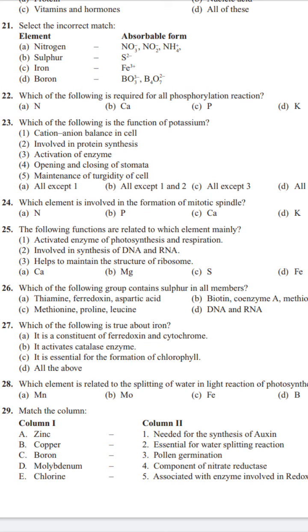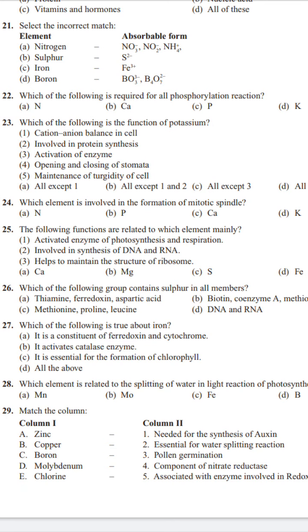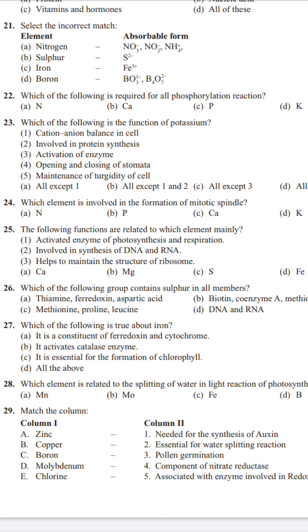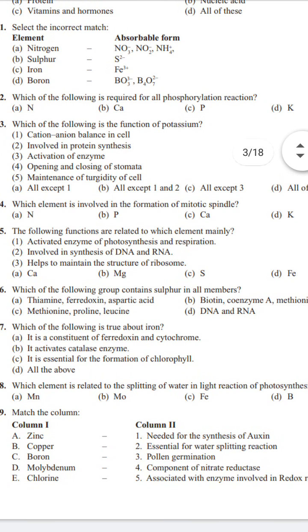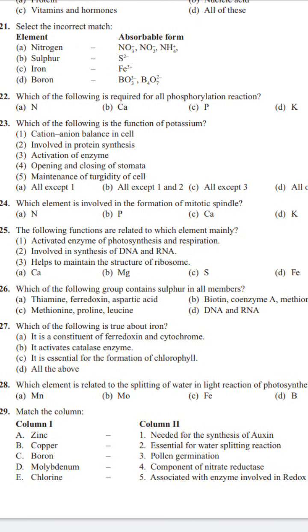The following functions are related to which element mainly? 1, activation of enzymes of photosynthesis and respiration. 2, involved in synthesis of DNA and RNA. 3, helps in maintaining the structure of ribosomes. Let's see the options now, students. A, Ca; B, Mg; C, S; and D, Fe. The correct option for this question is option B, which means Mg2 plus.